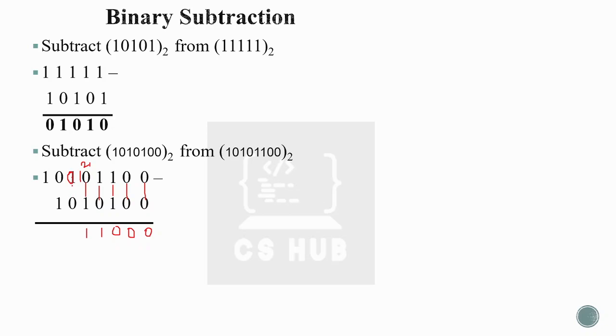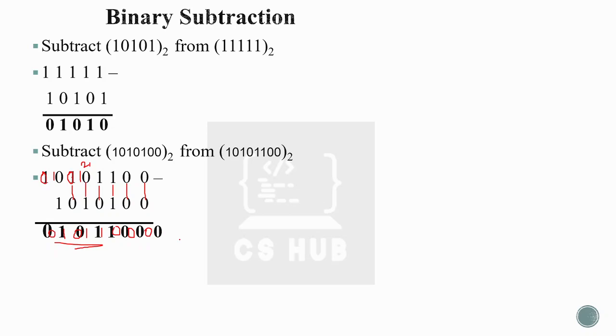Next, we are going to subtract 0 and 0. We will get 0 again. Here also, a 1 is subtracted from 0. So, what will happen? We are going to borrow a bit from this 1. That 1 becomes 0 and this 0 becomes 10. Then, we subtract this 1 from 10. We will get 1. Here, our result is 0. So, this is our answer: 0, 1, 0, 1, 1, 0, 0, 0.